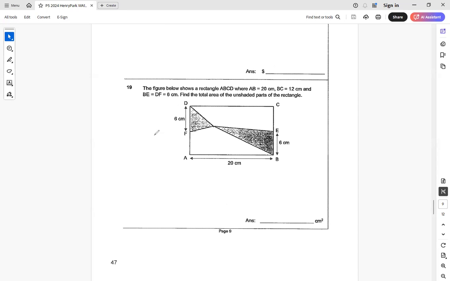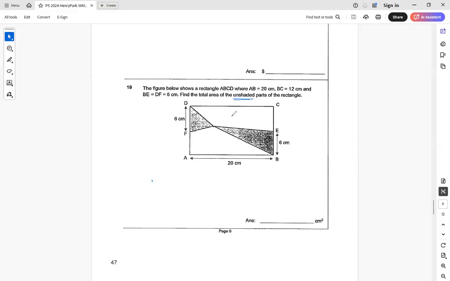the figure below shows a rectangle ABCD where AB equals 20 cm, BC equals 12 cm, and BE equals DF equals 6 cm. Okay, find the total area of the unshaded parts of the rectangle. So take note, this one they want the unshaded parts, not the shaded one.